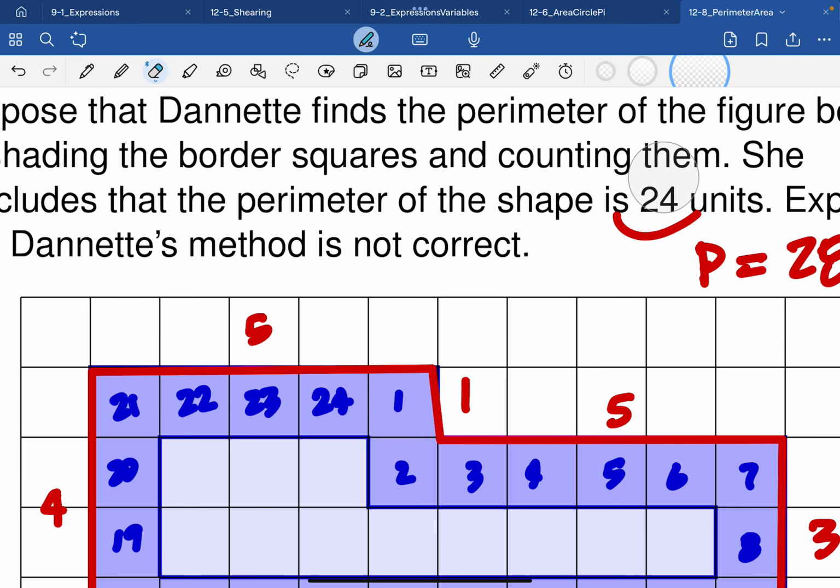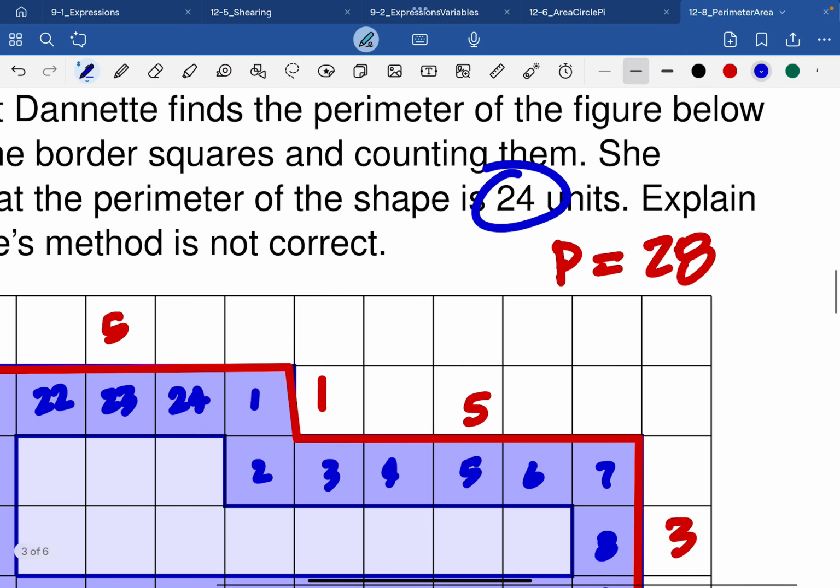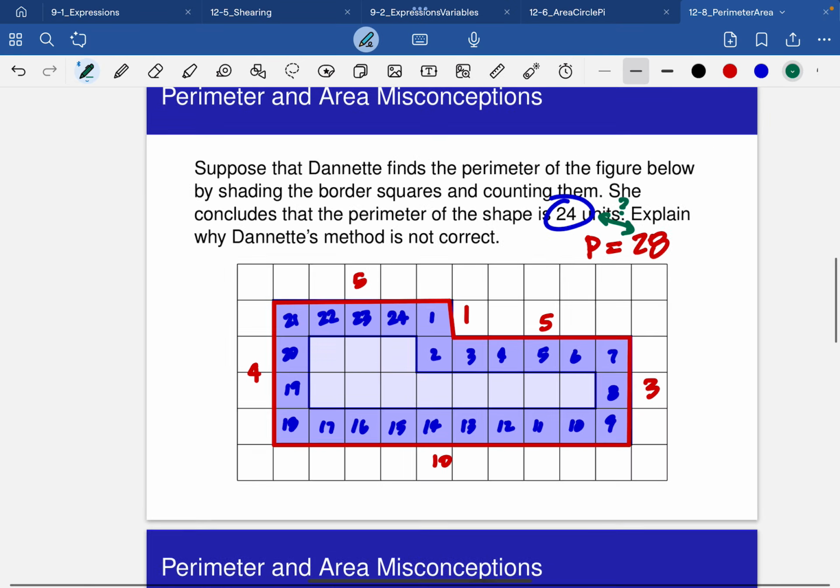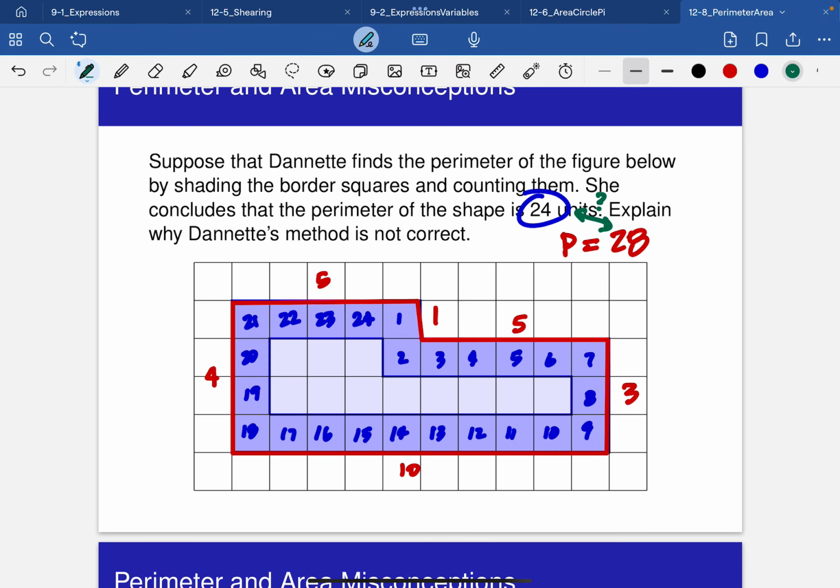Maybe I'll just erase this and put it in blue instead. And the big question is, what's going on here? Why is 24 not equal to 28? Hopefully, just by the way that I wrote it up, you can see what went wrong here, and it has to do with the fact that Danette didn't count enough unit edge length at the corners.